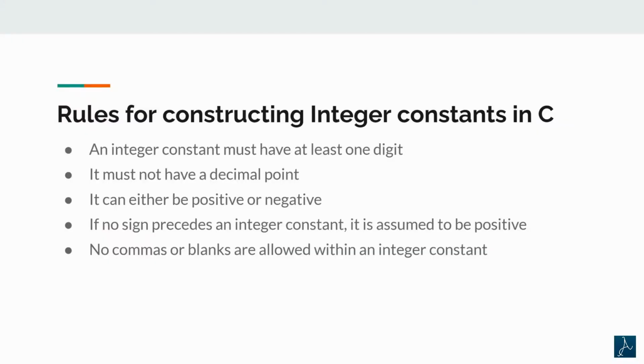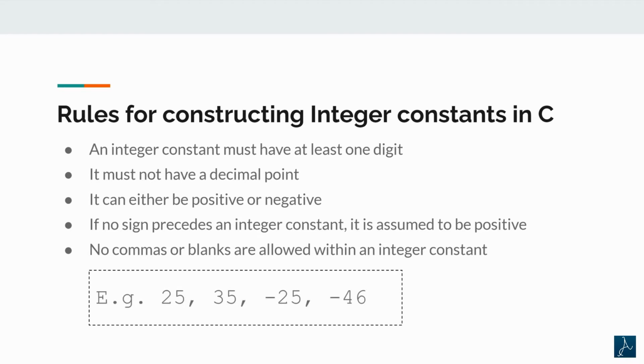Here are the rules for constructing an integer constant. An integer must have at least one digit. As it is an integer, that is a whole number, it should not have a decimal point. Numbers like 1.1, 20.5 are not valid integer constants. It can either be positive or negative. If no sign precedes, it is assumed to be positive. No commas or blanks are allowed within an integer constant. These are the examples of valid integer constants.